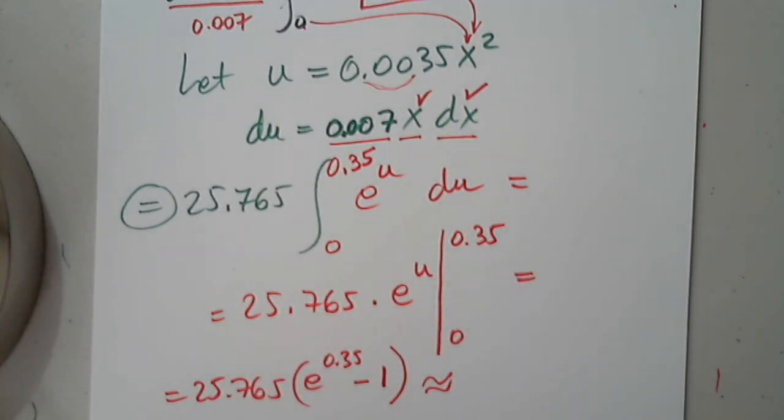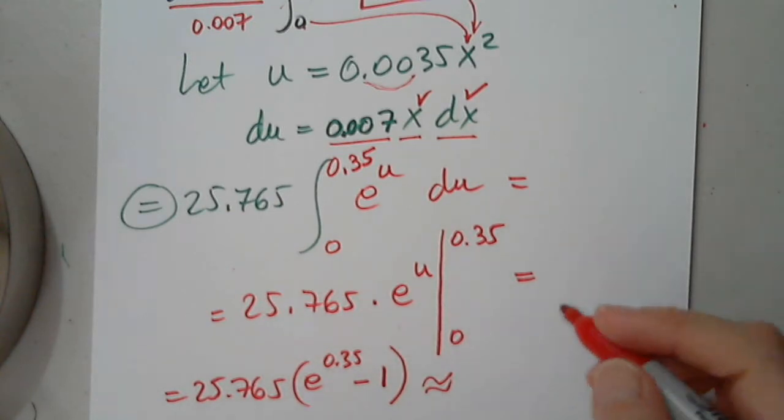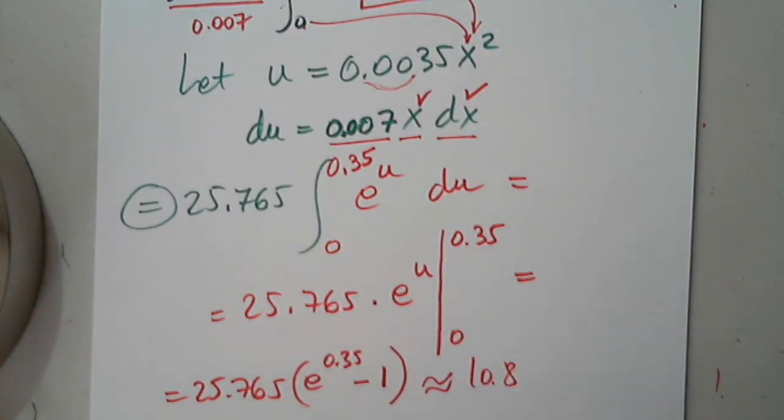Okay, I'm gonna share my screen, and here's what I was working with Sean on. Where's my calculator? Okay, so 25.765 and parentheses e, where's my e? Over there, 0.35, and then outside -1, and don't forget to close, and we got 10.8 dollars.